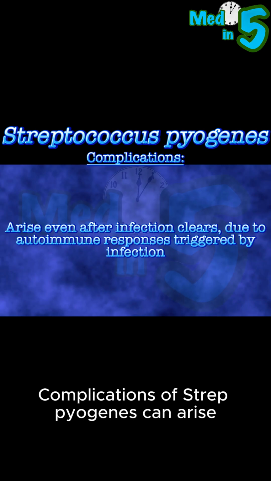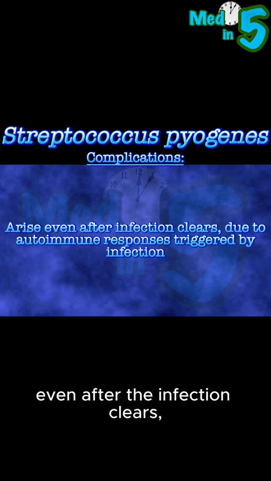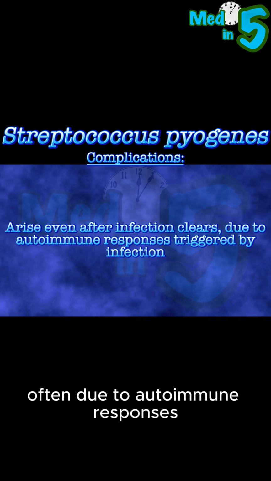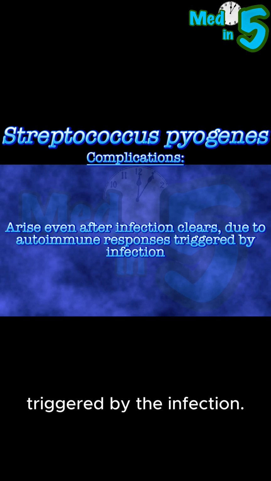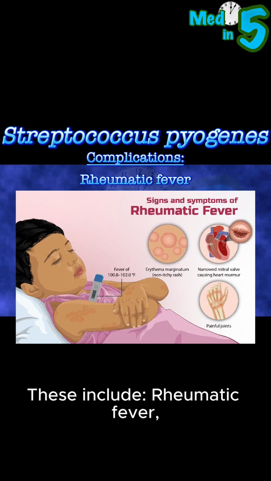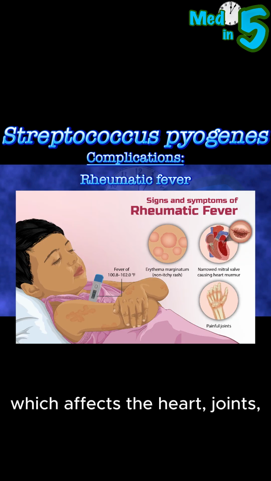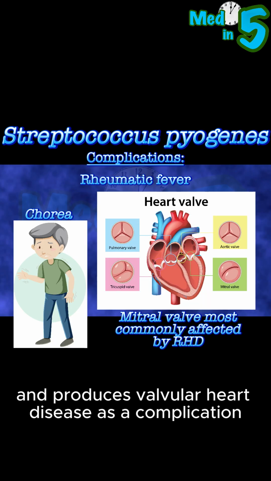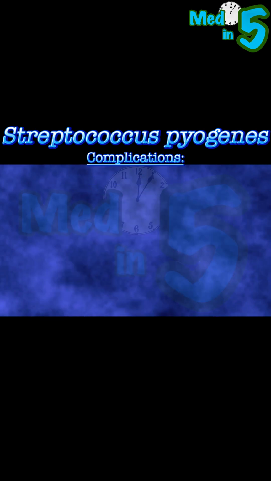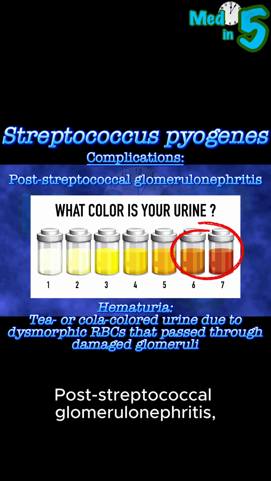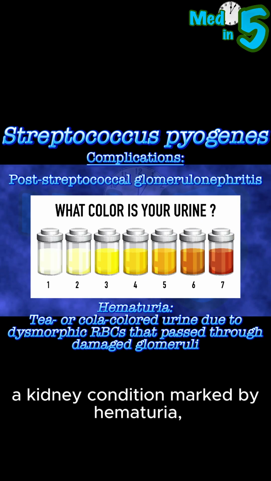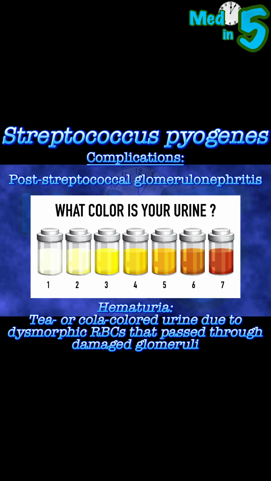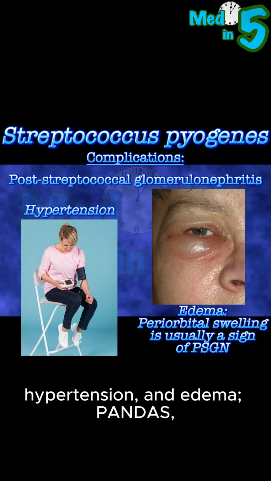Complications of strep pyogenes can arise even after the infection clears, often due to autoimmune responses triggered by the infection. These include rheumatic fever, which affects the heart, joints, and brain, and produces valvular heart disease as a complication. Post-streptococcal glomerulonephritis, a kidney condition marked by hematuria, hypertension, and edema.